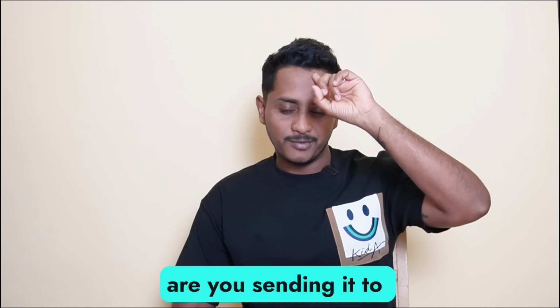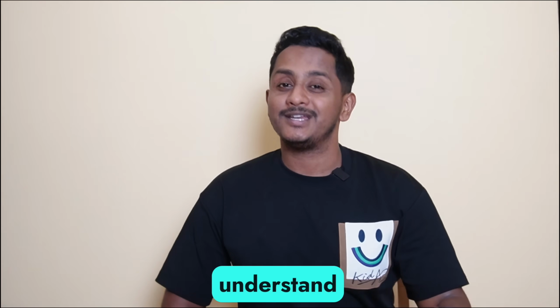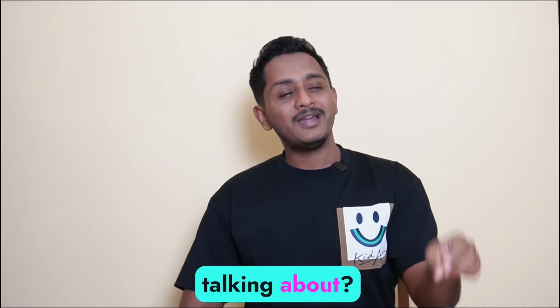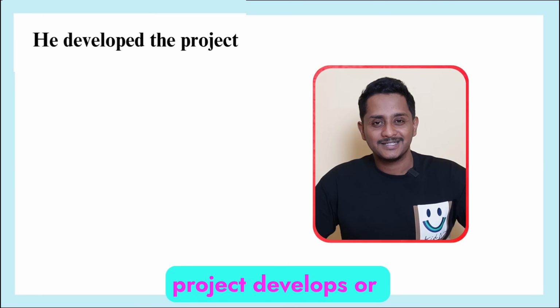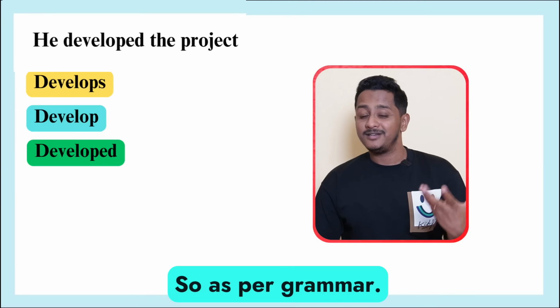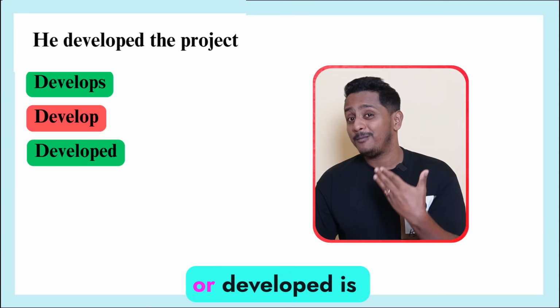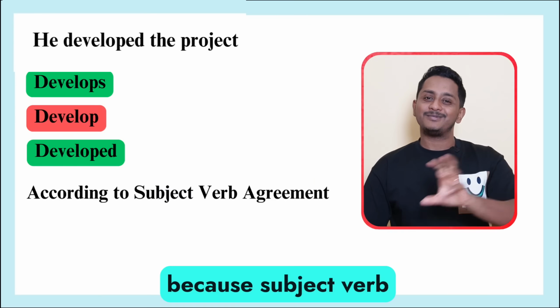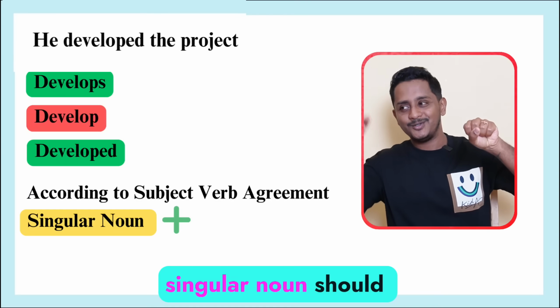What's a listening skill? Whatever you listen to, you send it to the brain for processing to understand what the audio is talking about. Second is grammar. He developed the project. Develops or develop or developed? As per grammar, is develops correct or is developed correct? Develop cannot come because subject-verb agreement says a singular noun should have a verb with s.